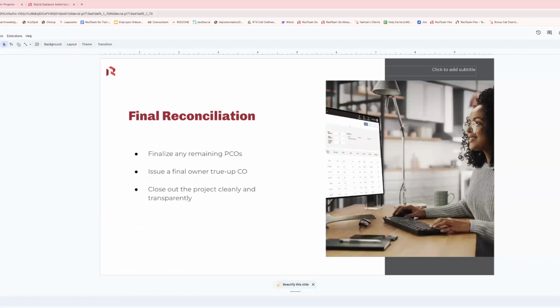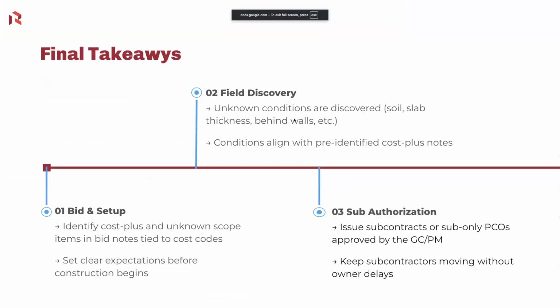I'm going to jump back into this, and then quickly just show you our timeline of how this should work. So we have our bid set up where we identify cost plus and unknown scope. We'll want to make sure we set clear expectations with our owners before we begin. And then we'll have our field discovery. We'll start to figure out those unknown conditions and align with our pre-identified cost plus notes. And then our sub authorization is going to be issuing subcontracts or our PCOs, COs to our subs to keep them moving.